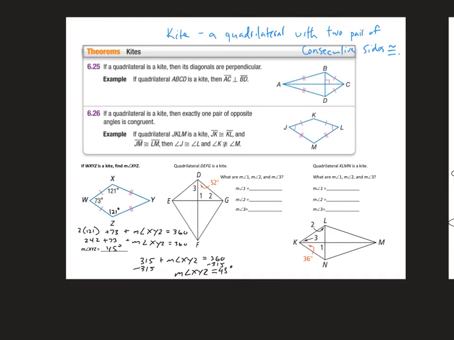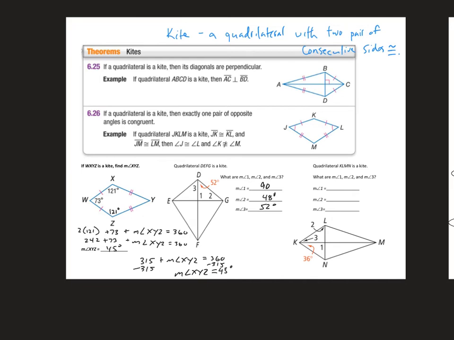Here, in the kite DEFG, angle 1 is 90 degrees because that's the intersection of the diagonals. 90 minus 52, that's going to be 48. So angle 2 is 48 degrees. And then angle 3, if we look, we got congruent triangles. So the measure of angle 3 is going to be 52 degrees.